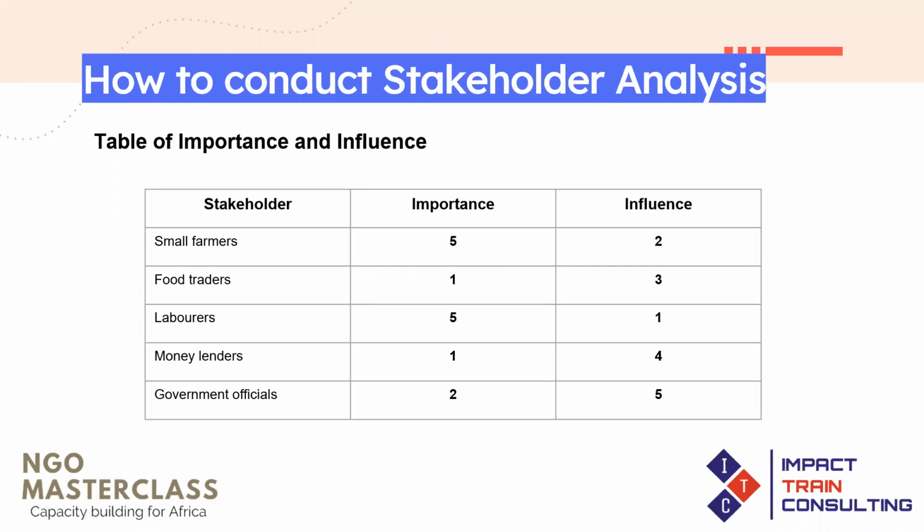Now look at the small farmers. We say that the small farmers have very high importance, and we have given them 5 because the project is for them. The project is about increasing their livelihood. So they are very important to this project, but their influence is low, and their influence is 2 because they do not have the resources. They don't determine whether they are able to receive the resources or not. The project is being designed for them, but they don't have any influence to say, okay, I want this, or I want you to give me this or that. They depend on what is given to them. They look up to the people handing them those resources. So they don't have any influence.